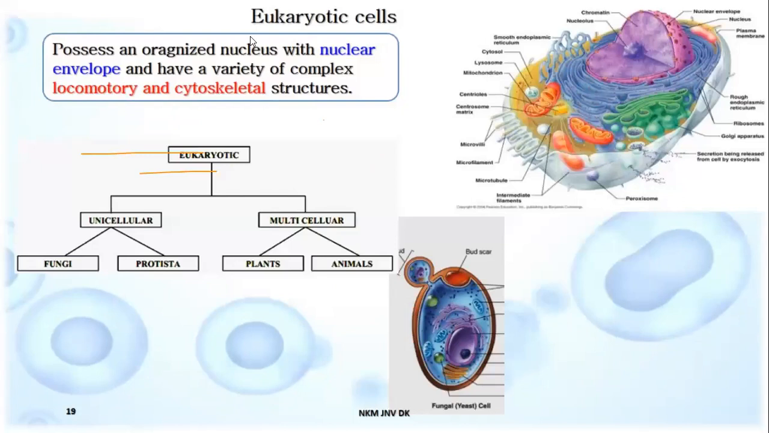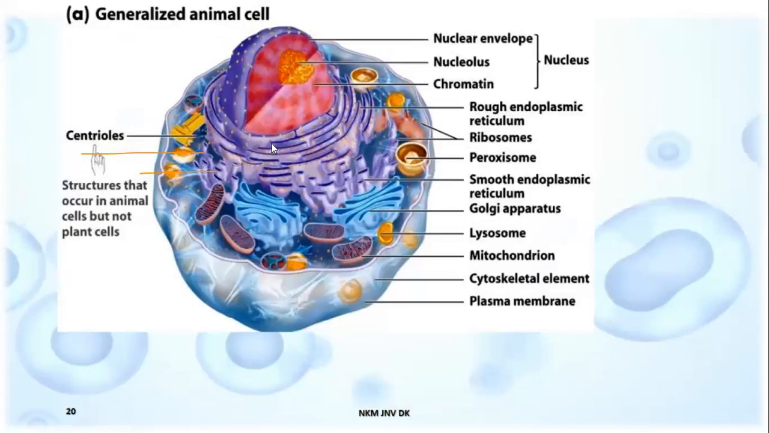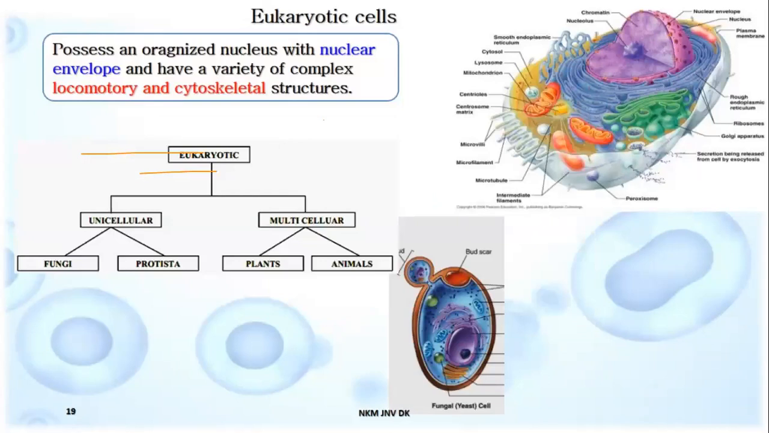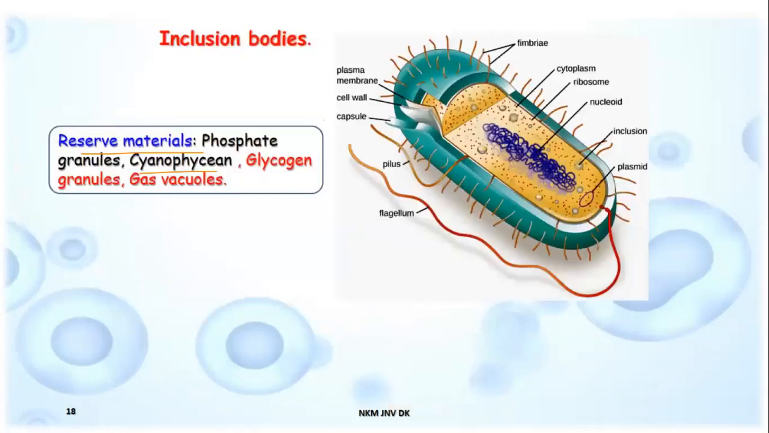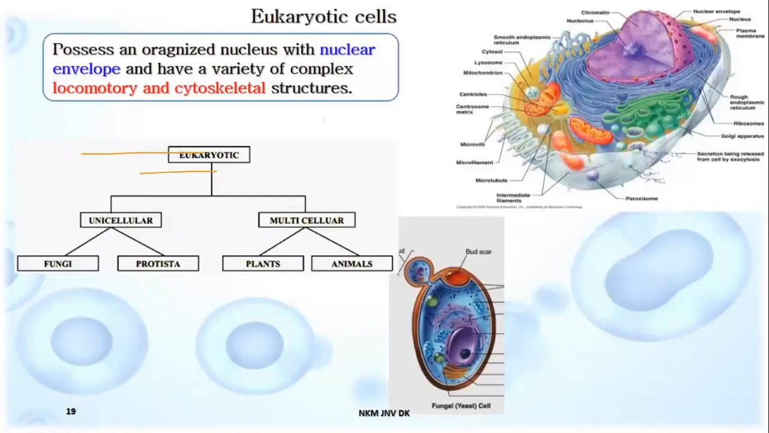Eukaryotic cells possess an organized nucleus with a nuclear envelope and have a variety of complex locomotory and cytoskeletal structures. Eukaryotic cells can be unicellular, such as fungi and protists, or multicellular, such as plants and animals. Inclusion bodies we have studied.